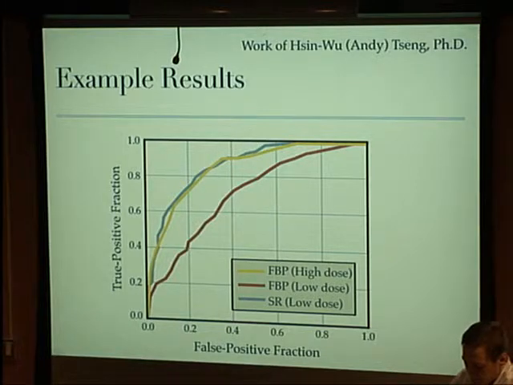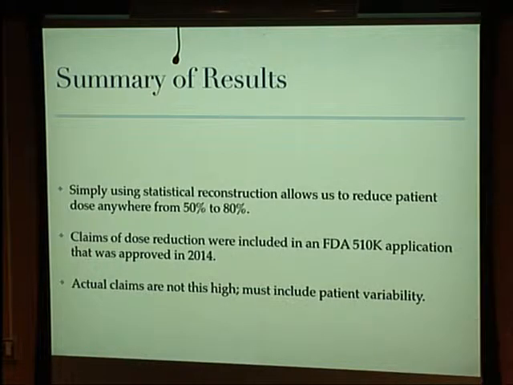Now, that's an example result. That's for a task of doing just signal detection. Andy did a lot more studies where he did more complicated tasks, signal detection and localization, estimation tasks, things like that. I won't go into all those details, but I'll summarize some of the things he found. By simply using statistical reconstruction, it allows us to reduce patient dose anywhere from 58 to 80%. Now, I want you to see those numbers and be impressed. That sounds great. It is great.